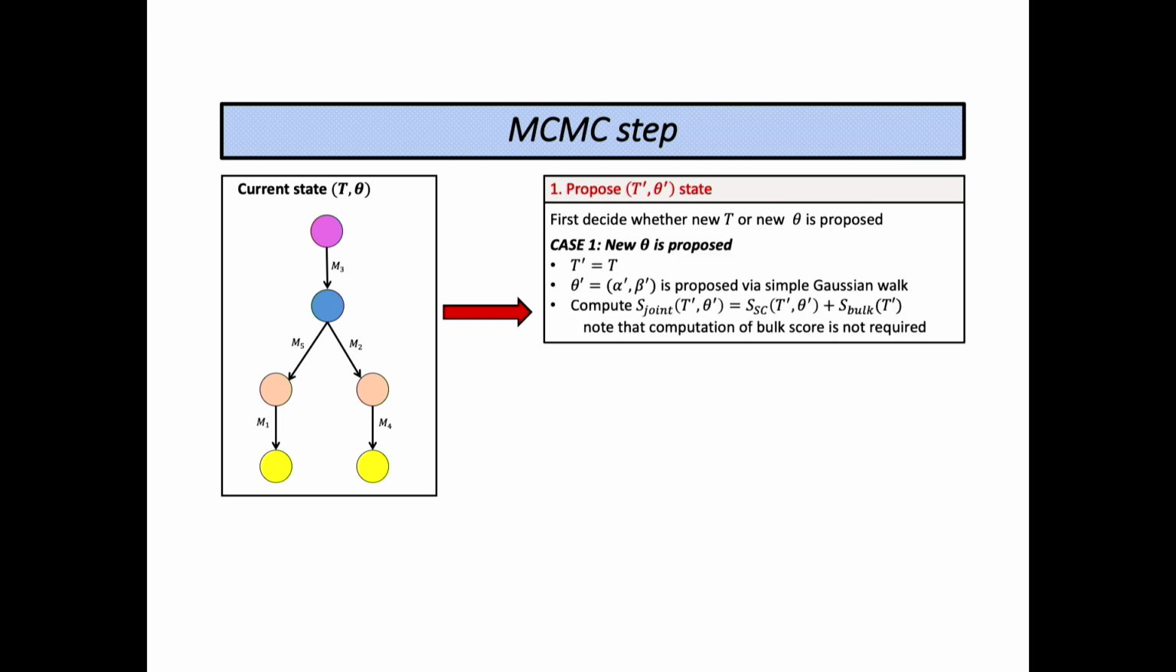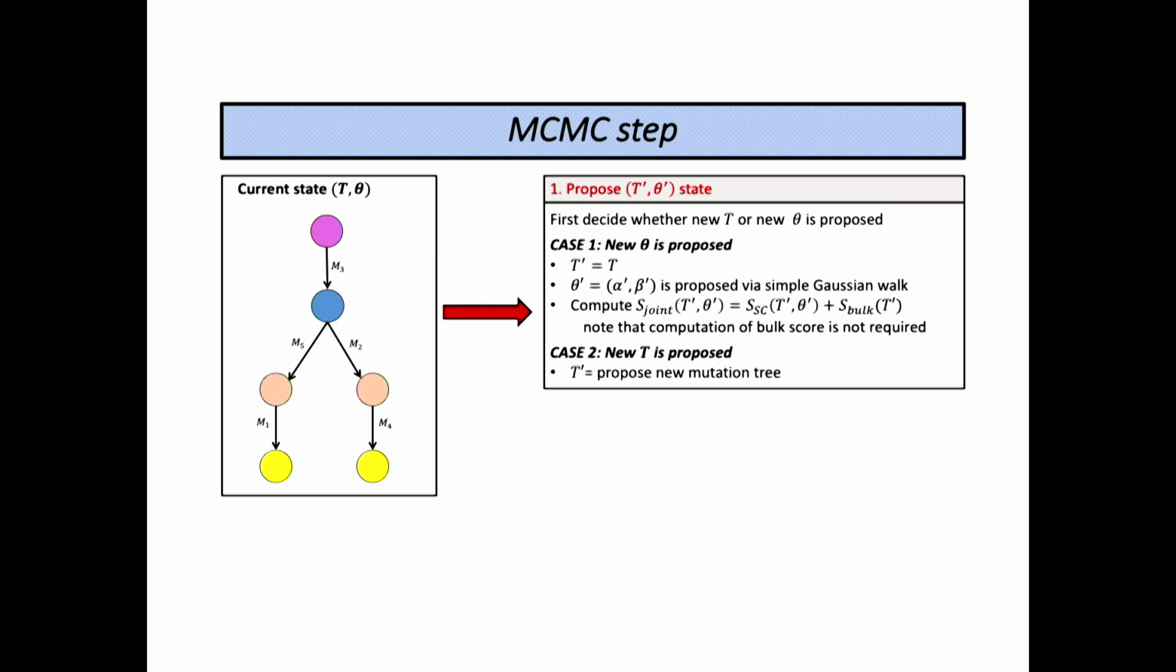If a new set of parameters is proposed with respect to the false negative rate and false positive rate, based on your observations, I guess these can change, your score will be updated accordingly for a given tree topology that you haven't changed. Or if a new topology is proposed, then you have to update the score according to the topology itself, which will have an impact on both the score of the single cell data and the bulk sequencing data.